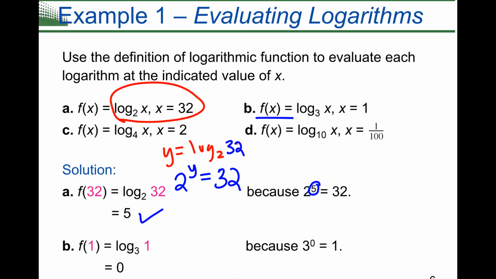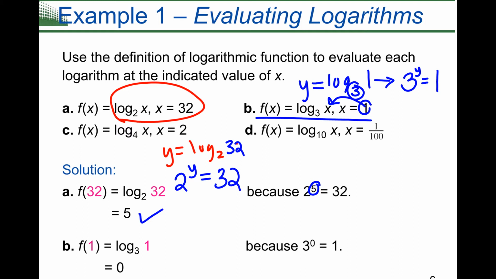Let's try the next one right here. So this says y is equal to log base 3 of 1. I'm taking this 1 and plugging it in for x. Rewrite as an exponential. So the base of your log becomes the base of your exponent. A logarithm is equal to an exponent, so y is what goes up here. Equal to the number we haven't used, which is 1. Well, what power of 3 gives me 1, and that's the power of 0. So I could say 0 is what this log is equal to.